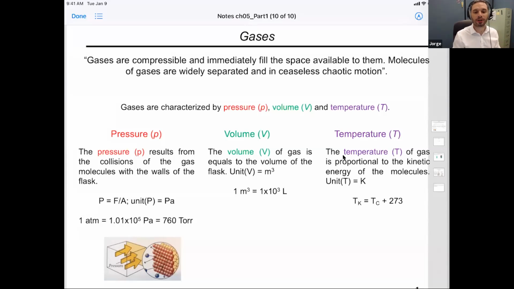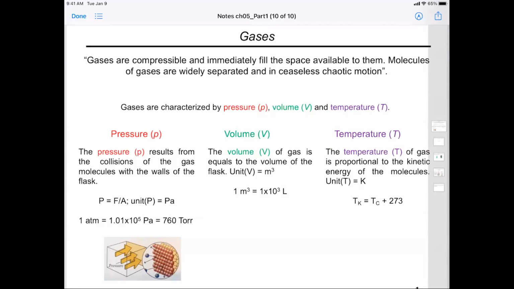So let's start here with the first variable, which is pressure. The symbol for pressure is a lowercase p, and the pressure results from the collisions of the gas molecules with the walls of the flask. So imagine that the gas molecules are small balls and they are moving all over the place. And when they hit the walls of the flask that contains the gas, that will create pressure.